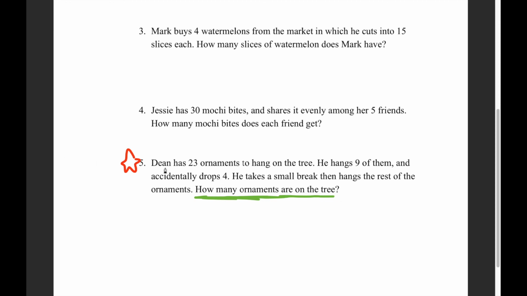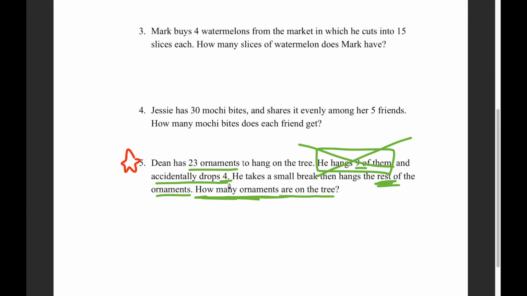So let's read. Dean has 23 ornaments to hang on the tree. He hangs 9 of them and accidentally drops 4. He then takes a break and then hangs the rest of the ornaments. How many ornaments are on the tree? Basically, this is distracting because we don't really need that because we already know that he hangs the rest of the ornaments on the tree.